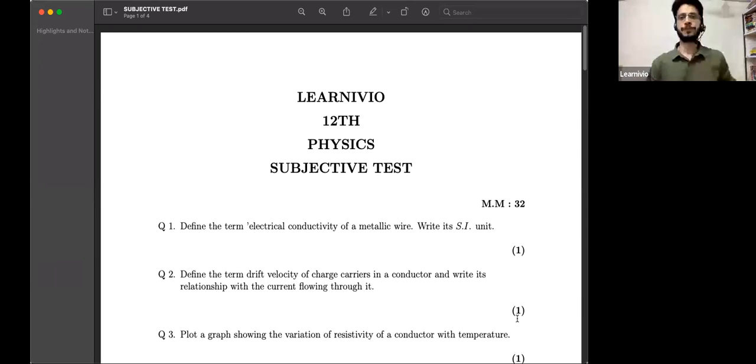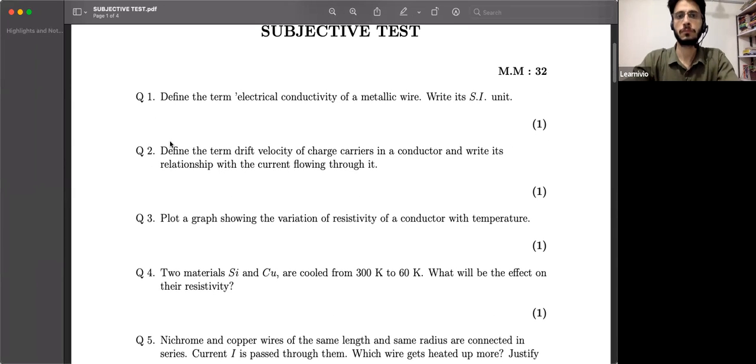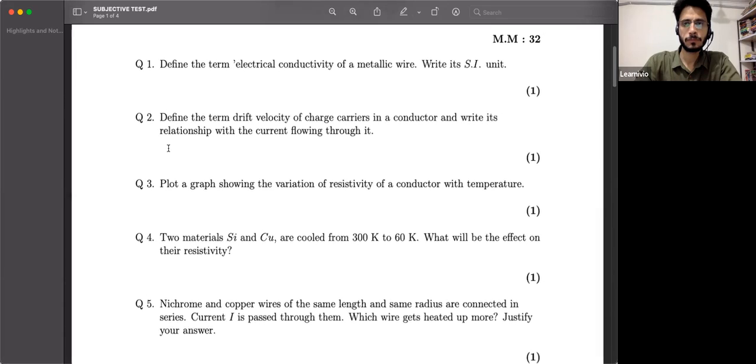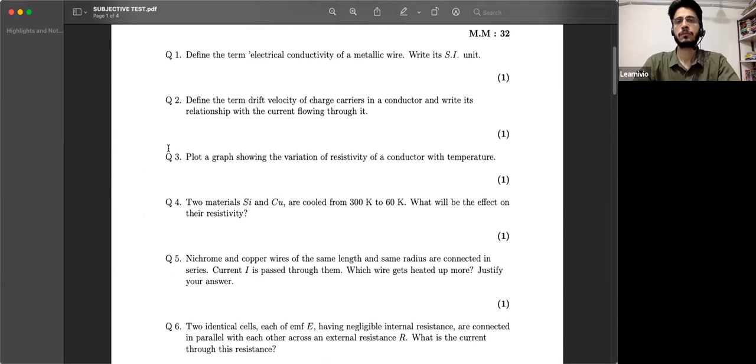Start solving this question. And please don't copy from anywhere. These marks are not important. I've also shared the PDF in the chat room. So if you want, you can go through that PDF.